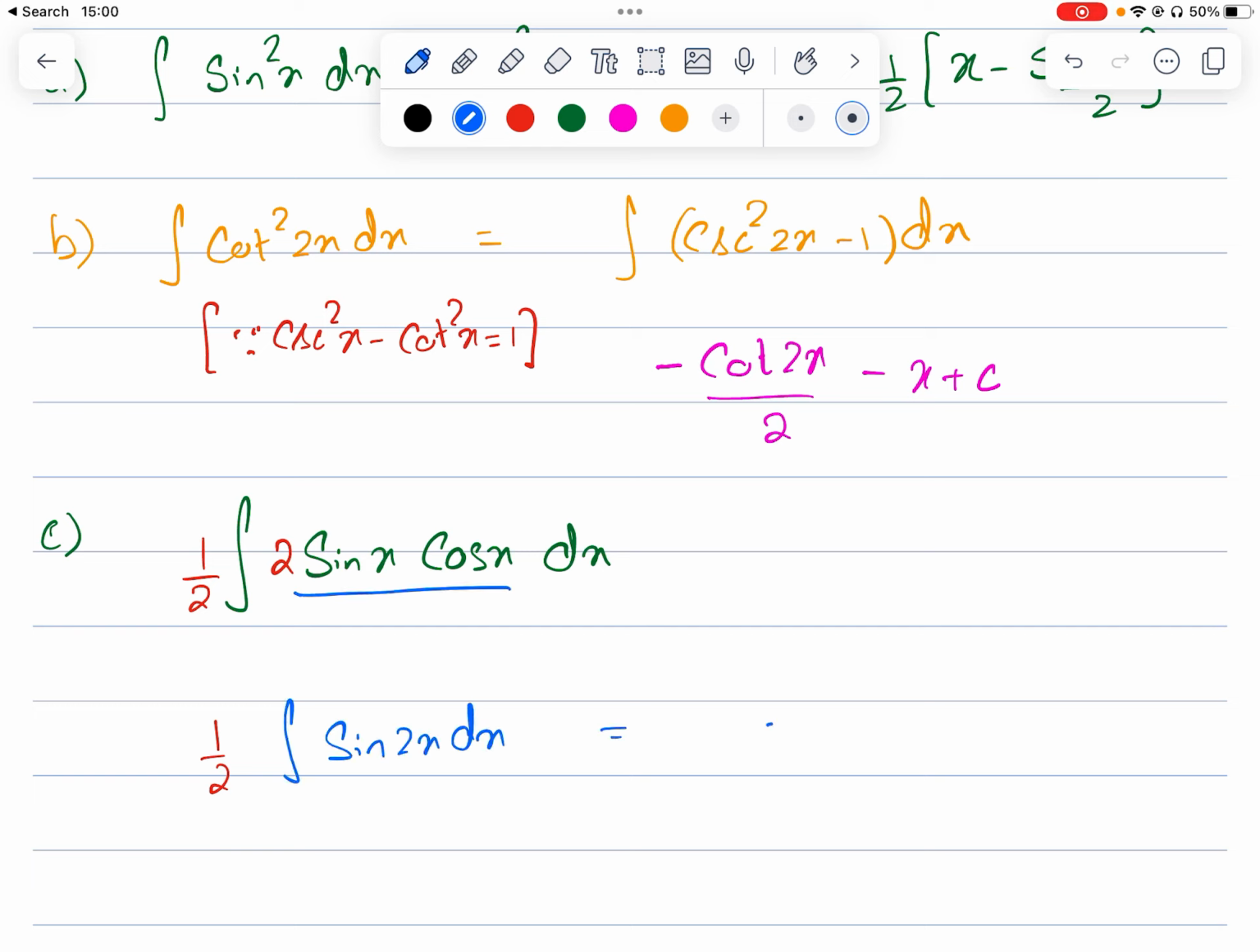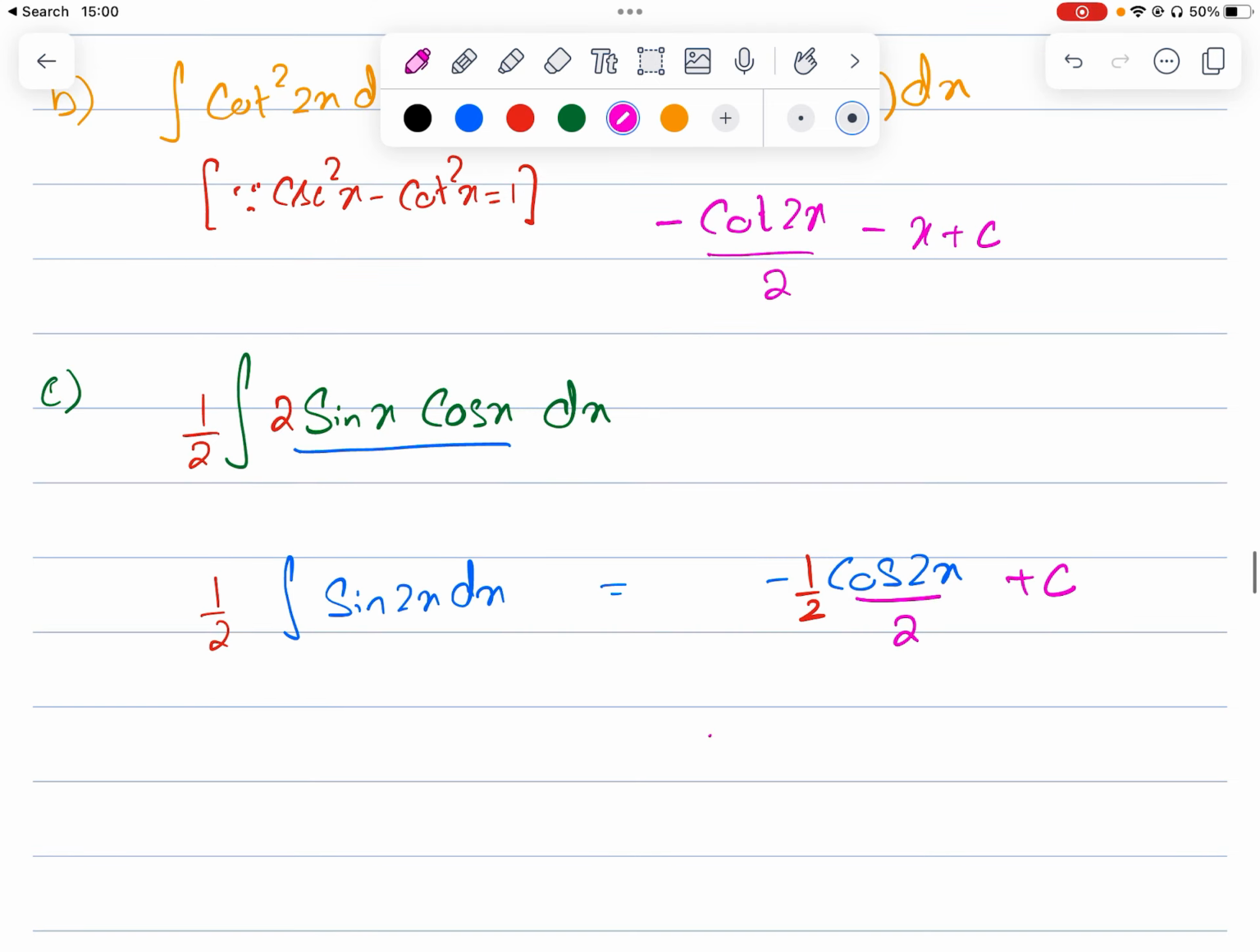Sin 2x integral is negative cos 2x. Already I have 1 upon 2. But don't forget to divide by the derivative of the basic function, which is 2, plus c. So my total answer will be negative 1 upon 4 cos 2x plus c.